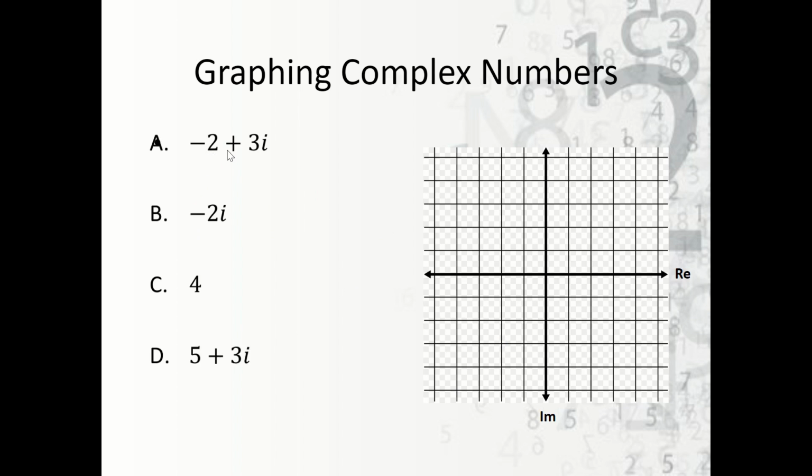Now we can do a few more. So we have -2 plus 3i. We're going to go to the left 2 and up 3, and there's A. Now B just says -2i. Well, that means there's no reals, so we're not going to slide side to side at all. And my imaginary is -2, so I'm just going to go down 2 and plot that point. There's B. Now C is 4. So notice my reals is 4, but I have nothing for my imaginary, so it just goes right there. There's C. And then 5 plus 3i. So I'm going to go to the right 5, and then up 3, and there's D. So this is how we plot points on the complex plane.